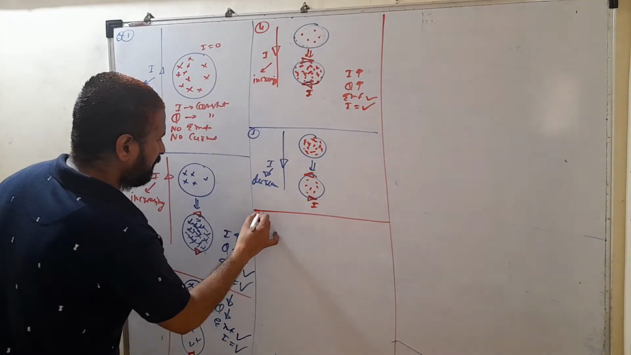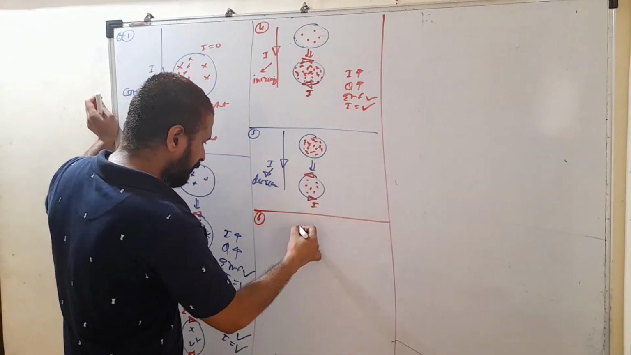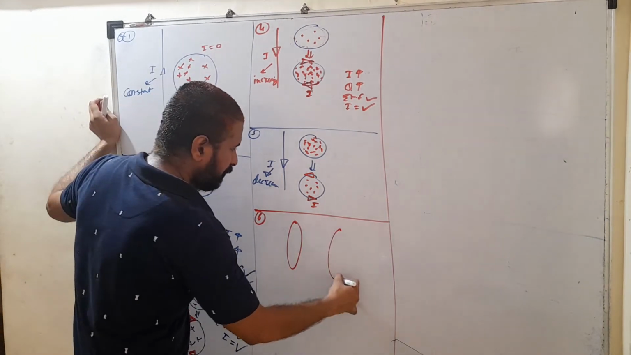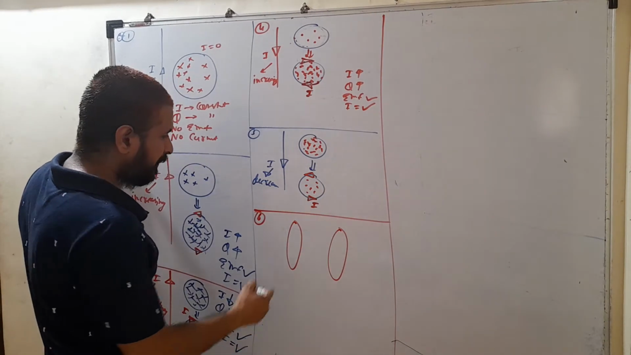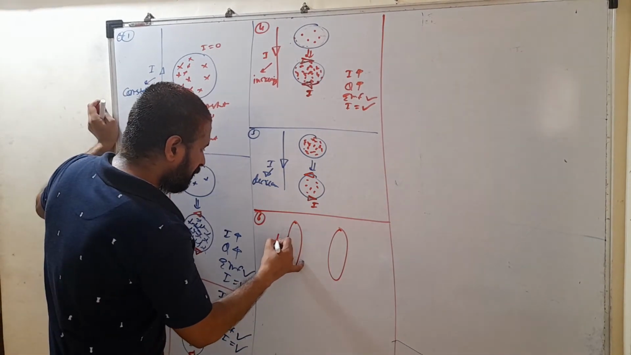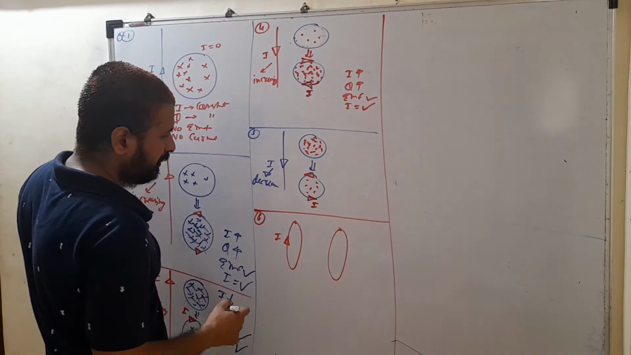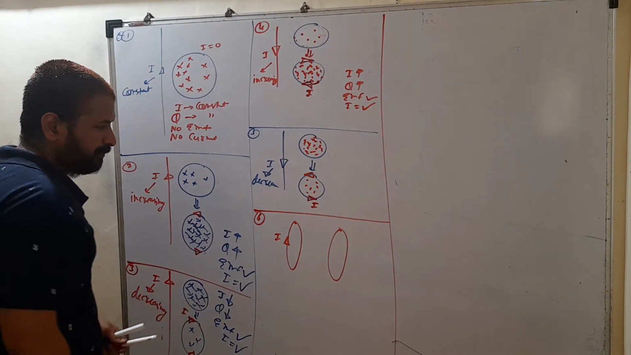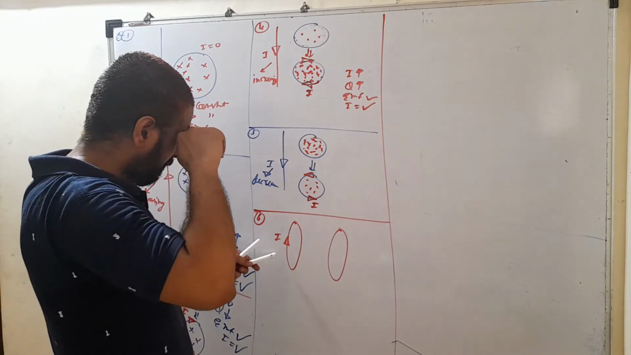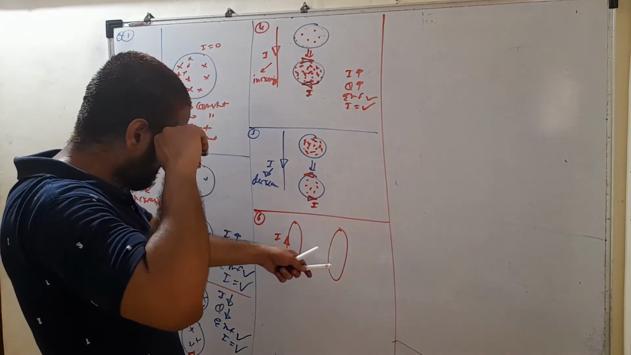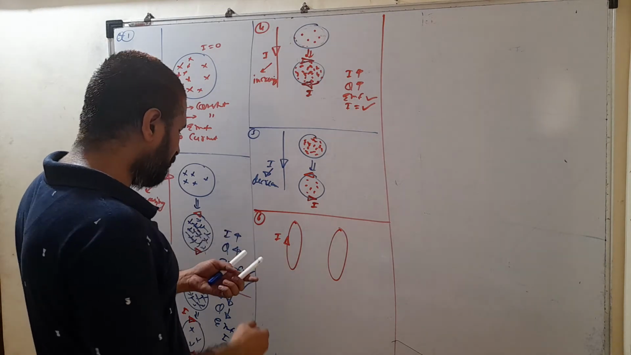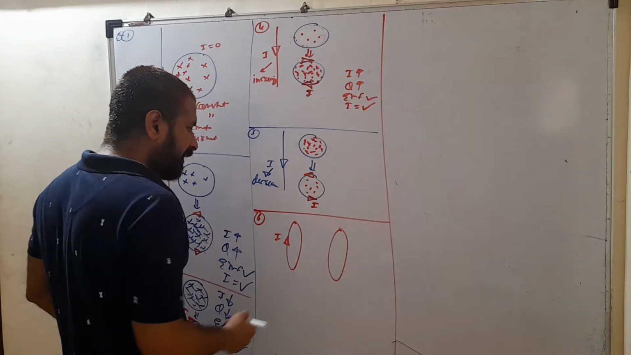Now the sixth case, suppose there is a loop, and there is another loop also, two loops are there. In the first loop, current I is flowing. So because of this current, the first loop gets magnetized. Clear? This is the first loop. Initially in the second loop there is no current. In the first loop current I is flowing. So because of this flow of current, it gets magnetized.